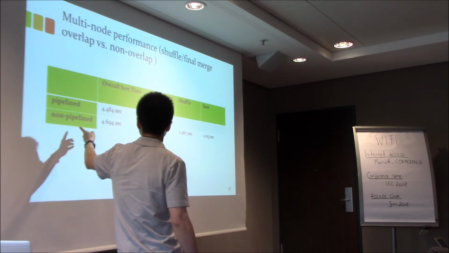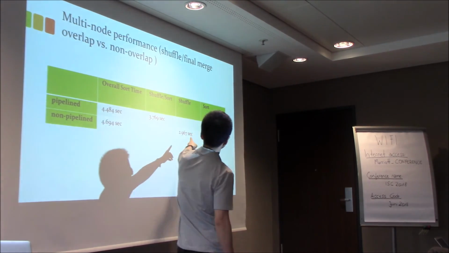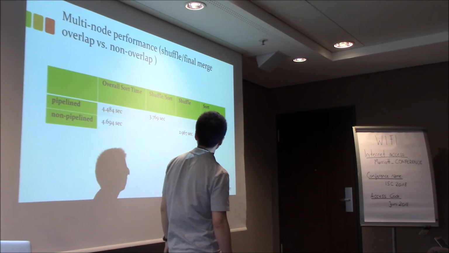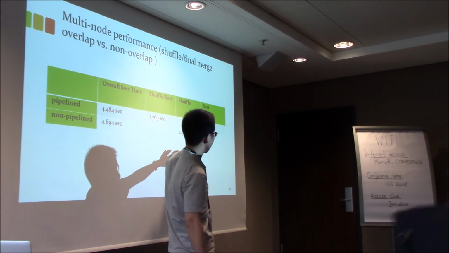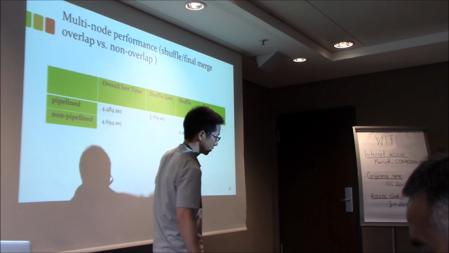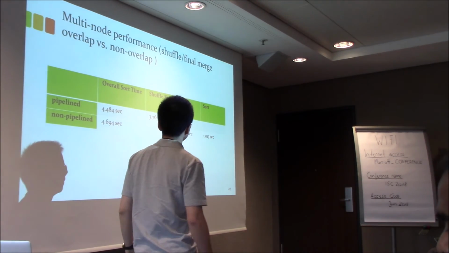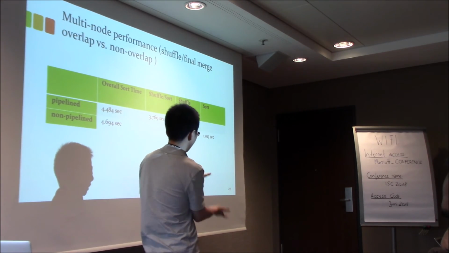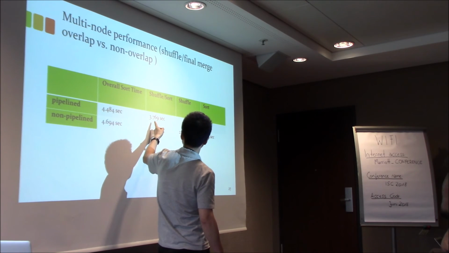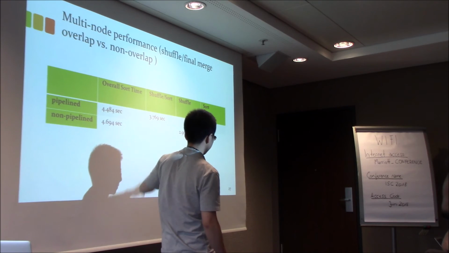We also measured the non-pipelined version, that is, we did the shuffle and the sort separately. And we can see here the shuffle is taking a fair amount of time. It's longer than the sort. So this also indicates that in our system, the network is the bottleneck. And we can see here, with the shuffle done concurrently, we can save a little bit of time, like 8 to 10%.